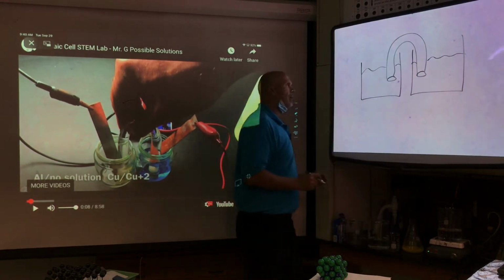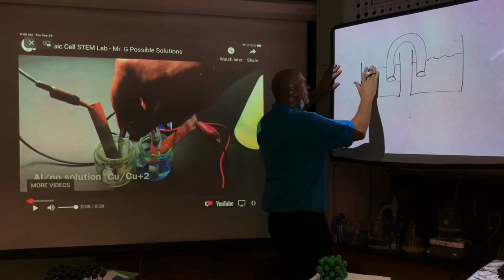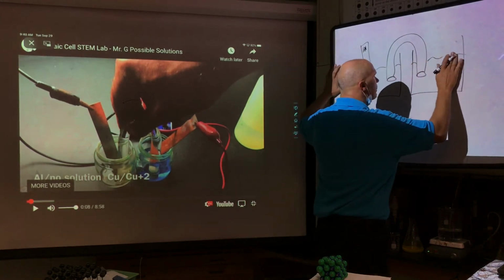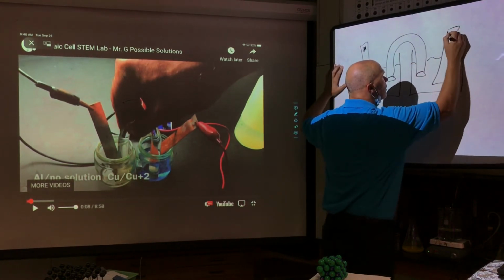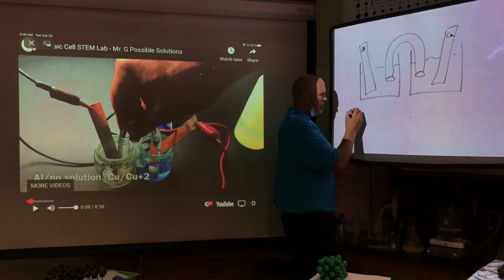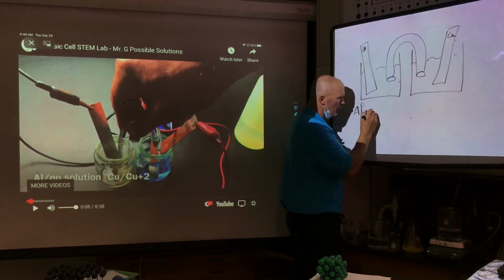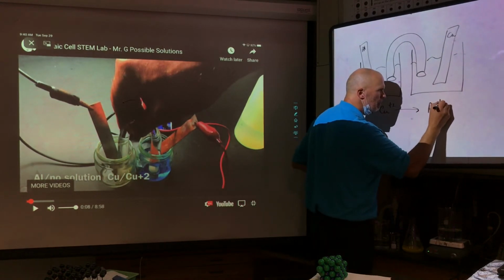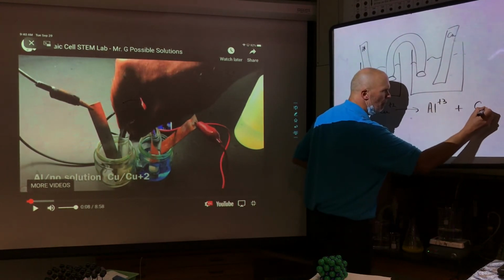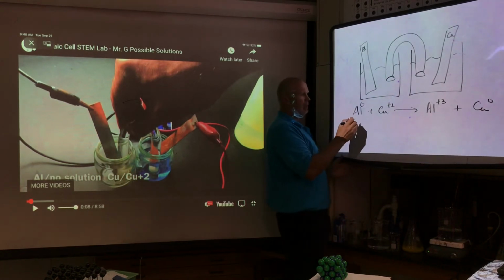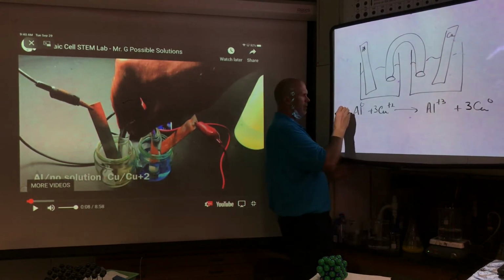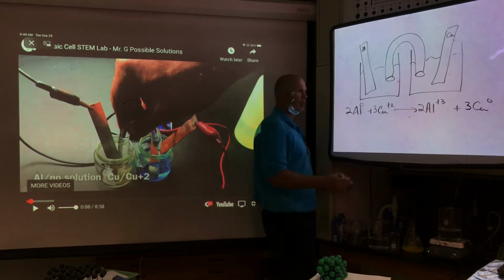All right. Now, here's what I chose. I chose aluminum, and I chose copper. Now, here's my overall reaction. Aluminum 0 plus copper +2 goes to aluminum +3 plus copper 0. I need to balance it. I would need 3 here and 2 here. And that would make the charge the same on both sides.